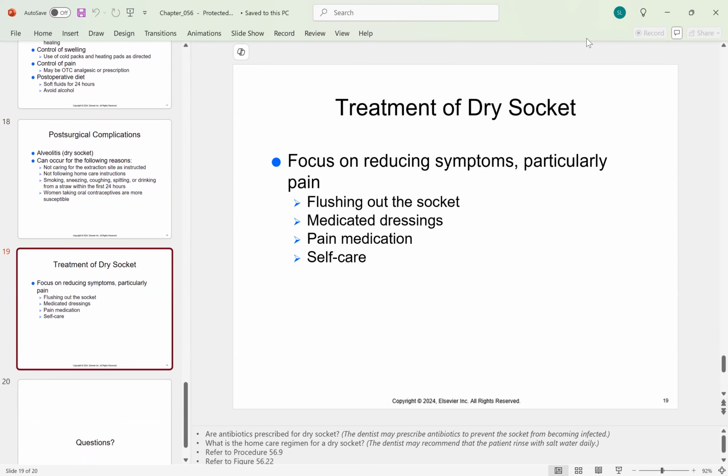For the treatment of dry socket, we want to focus on reducing the symptoms, in particular the pain. So what we would do is have the patient come into our office or into our operating room and we're going to flush out the socket. We would use a medicated dressing and then give pain medication and really reiterate those post-operative care instructions.